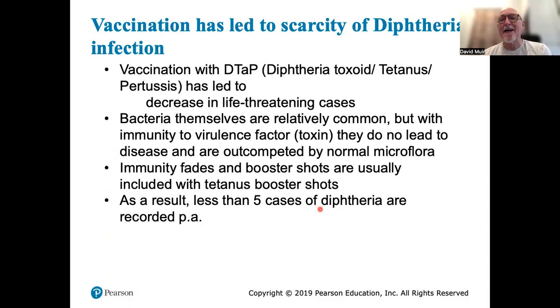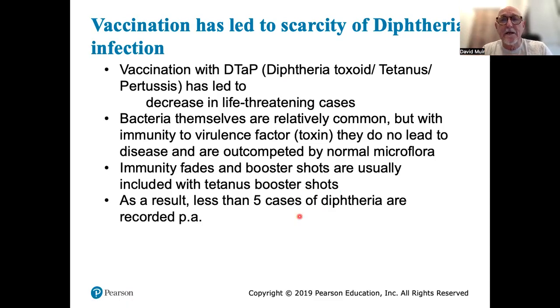So this has almost entirely been eliminated, at least in developed countries, by this diphtheria toxoid, tetanus, and pertussis vaccine, the DTaP vaccine. And it's usually given in childhood, obviously, but we may have boosters throughout our lives. Whenever you go for a tetanus booster, very often that tetanus booster will include a diphtheria toxoid as well, so that it boosts both your immune responses.